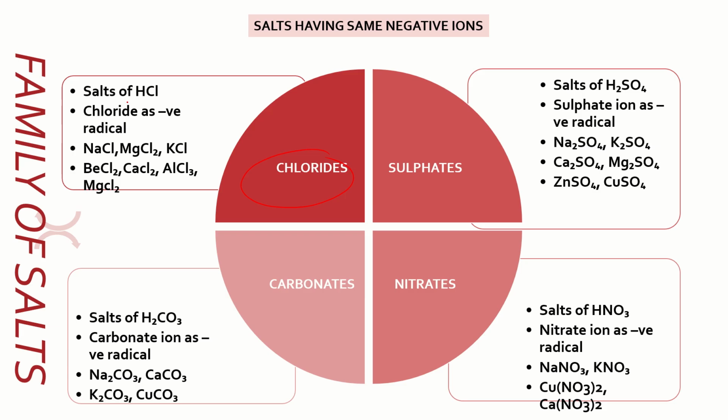Chlorides contain salts of hydrochloric acid. They contain chloride as the negative radical: sodium chloride, magnesium chloride, potassium chloride, barium chloride, calcium chloride, aluminium chloride. All of these contain the chloride radical as the common ion. That is why they belong to the chloride family.